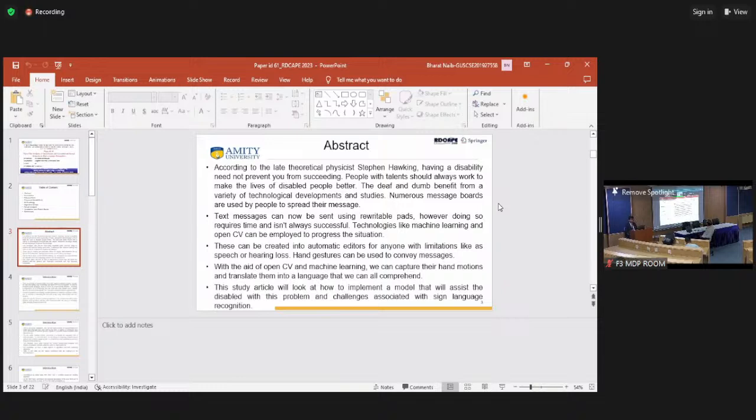How messages of deaf and dumb people, like hand gestures, etc., can be conveyed using OpenCV and machine learning.